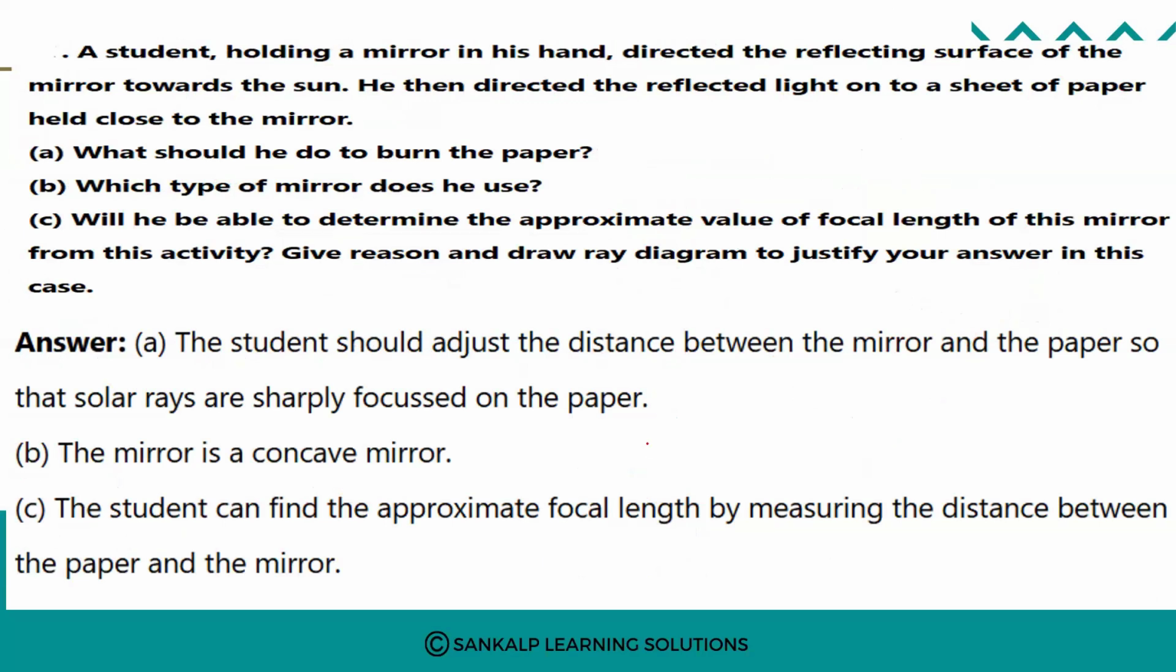A student holding a mirror in his hand directed the reflecting surface of the mirror towards the sun. He then directed the reflected light onto a sheet of paper held close to the mirror. Then what should he do to burn the paper? Which type of mirror does he use? And will he be able to determine the approximate value of the focal length of this mirror from this activity? Give reason and draw a ray diagram to justify your answer in this case.